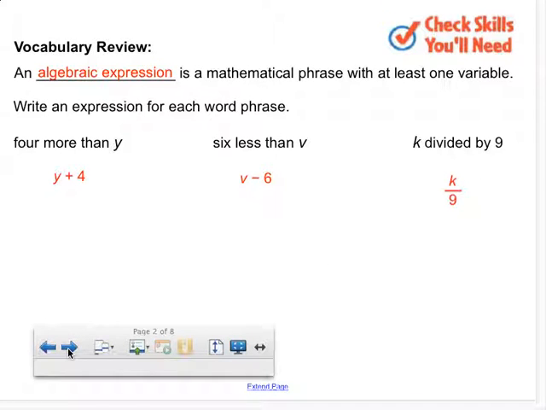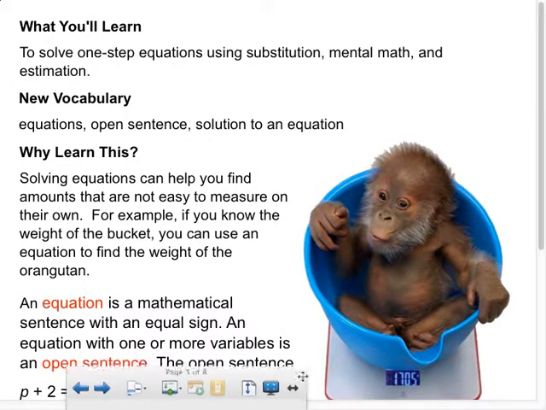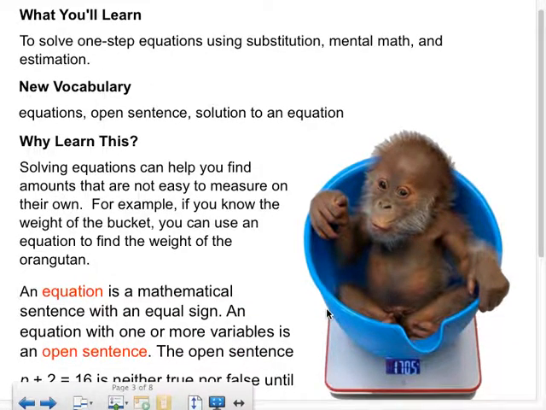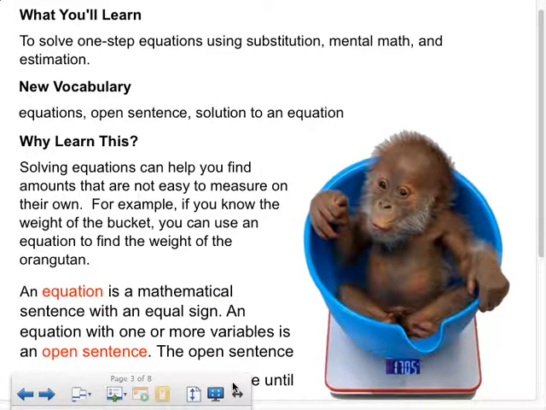All right, so can I get a volunteer to read all the way through to my definition of open sentence? Jayla, go ahead. You'll learn to solve one-step equations using substitution, mental math, and estimation. You will learn equations, open sentence, solution of an equation. Solving equations can help you find amounts that are not easy to measure on your own. For example, if you know the weight of the bucket, you can use this equation to find the weight of the orangutan. So let's take a pause right here.